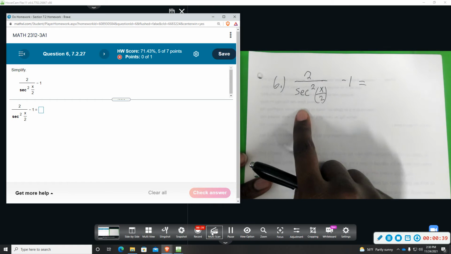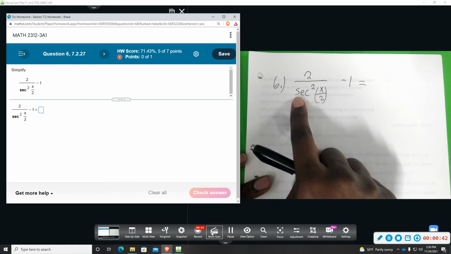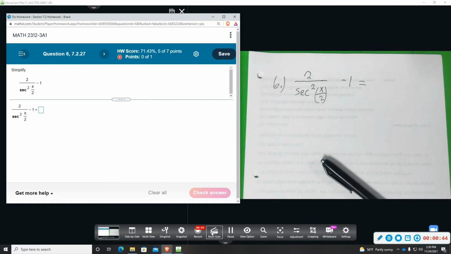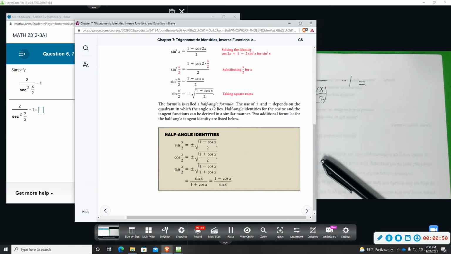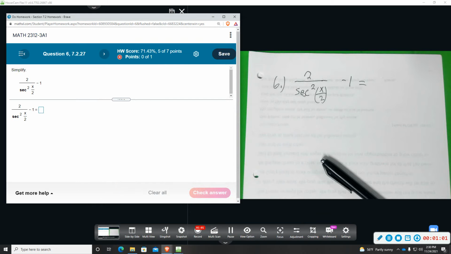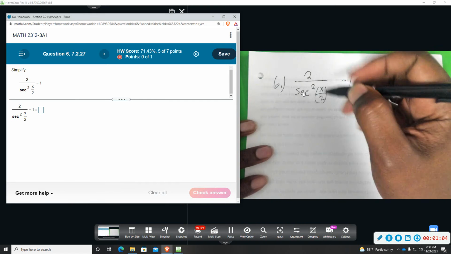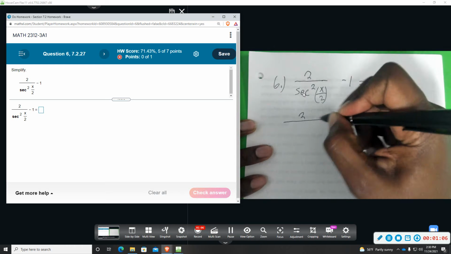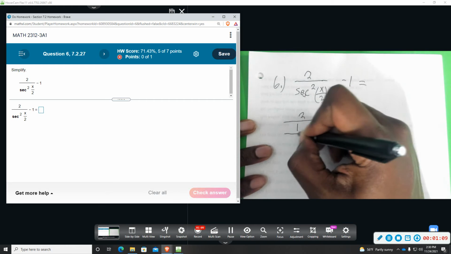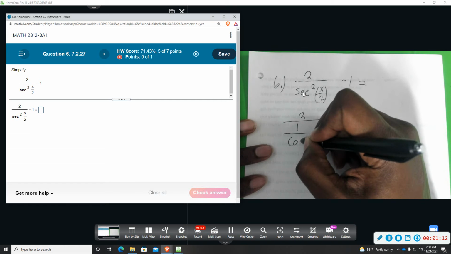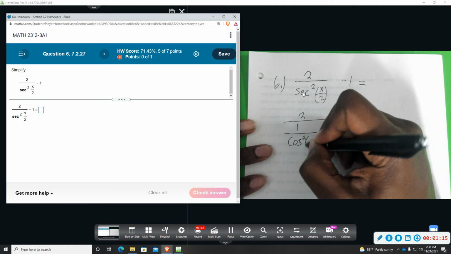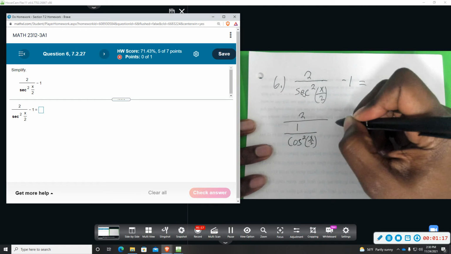Okay, so the one thing we can do is change this in terms of sine or cosine, because the half angle identities that we looked at from the textbook have sine, cosine, and tangent. So none of them are in terms of secant, cosecant, and cotangent. So we'll start there. We're going to rewrite this as 1 over cosine. Since it's squared, this will be 2 over 1 over cosine squared x over 2 minus 1.